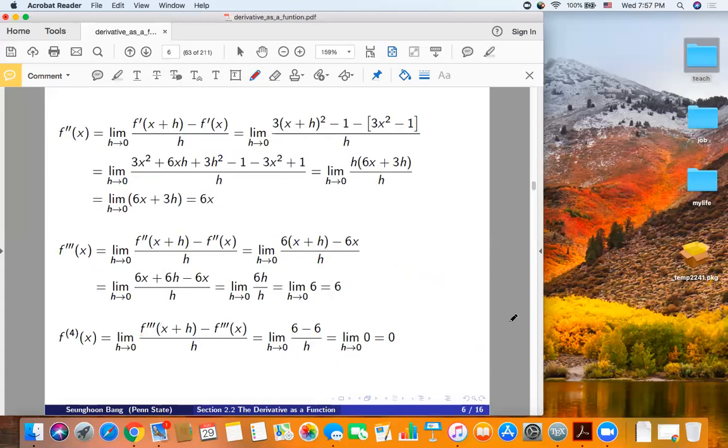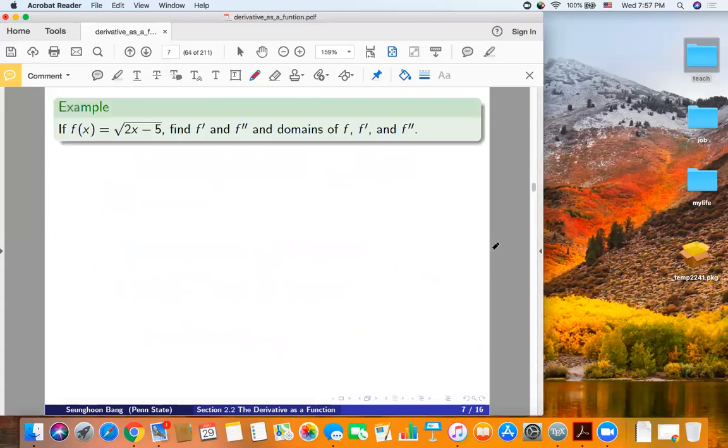So like this. The next tip. So we can try to solve the more problem. f of x equals the square root of 2x minus 5. Find f prime, the second derivative, and the domains of f, f prime, and the second derivative. First one, domain of f. What's the domain of f?